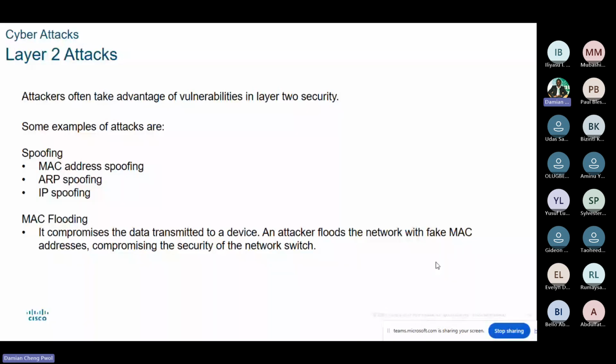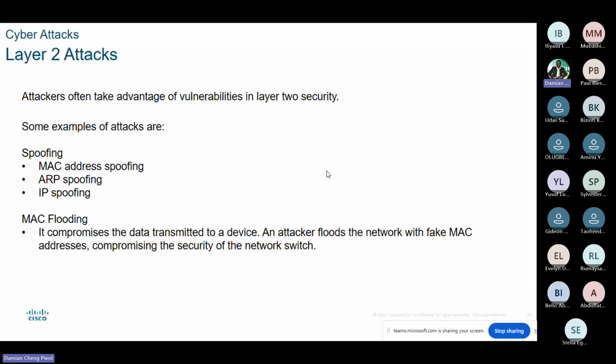Okay, so let's move to the next: layer 2 attacks. Attackers often take advantage of vulnerabilities in layer 2. Just like I said, you still need this networking essentials. For those who have not done that, I will encourage you to go back to networking essentials so that you learn a bit of networking. There's layer 1, layer 2, layer 3, and attackers could take advantage of any of the layers.